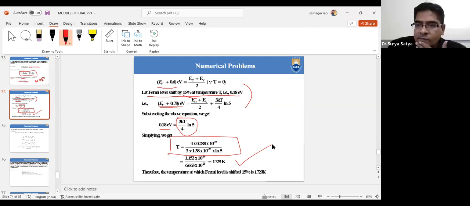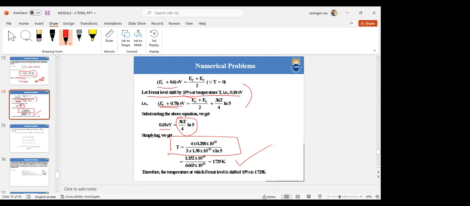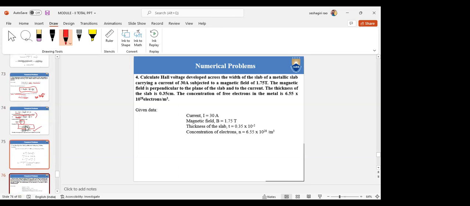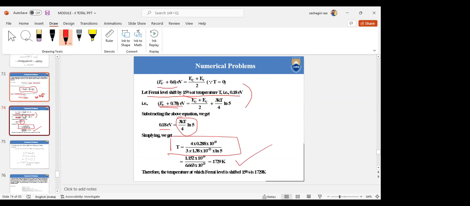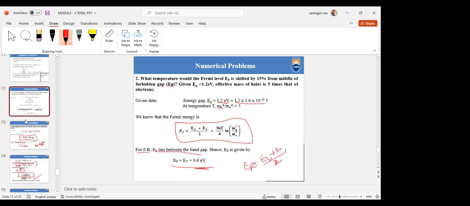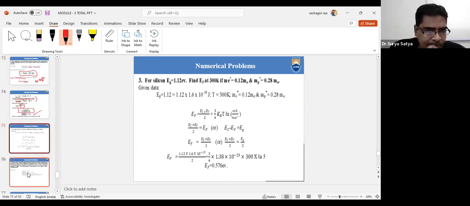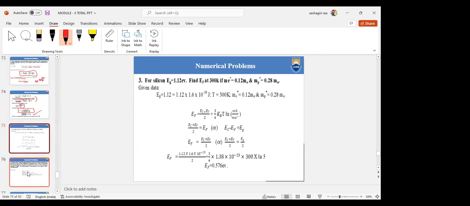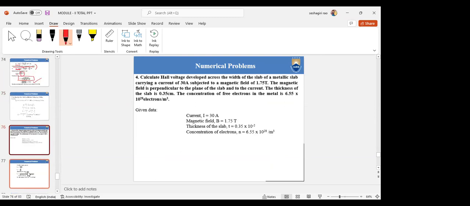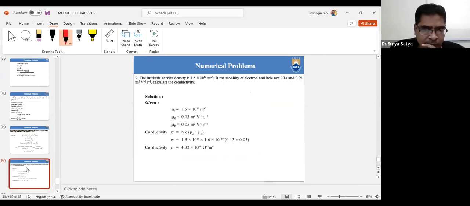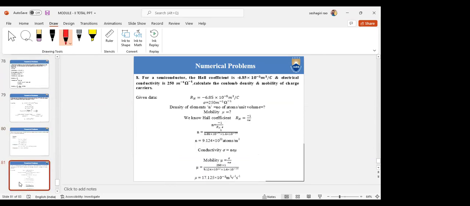Any more questions in the question bank? Yes, sir. At the 7th question, sir. Read the question, ma'am, because I am not having the question. Evaluate the value of carrier concentration if the RH of a specimen is 3.66 into 10 to the power of minus 4 meter cube per coulomb.